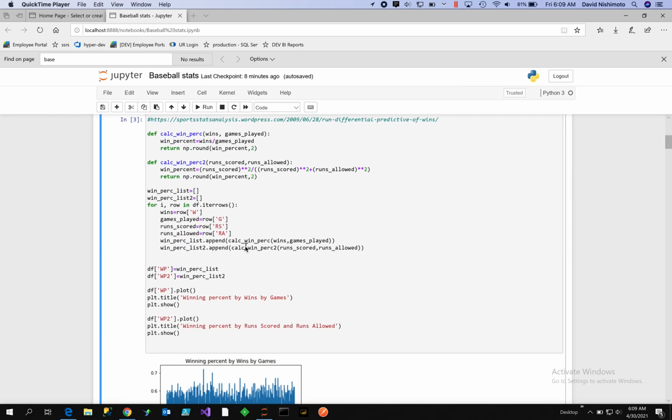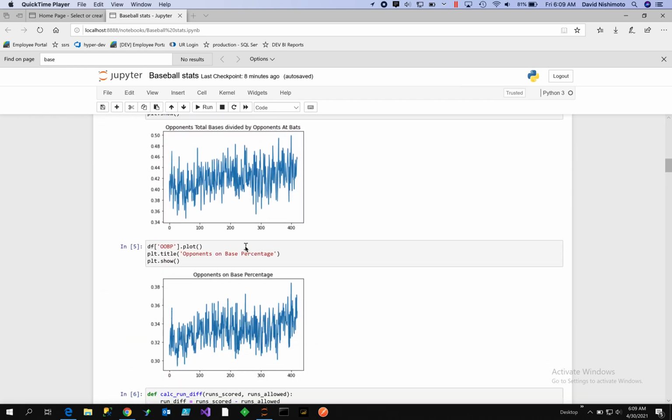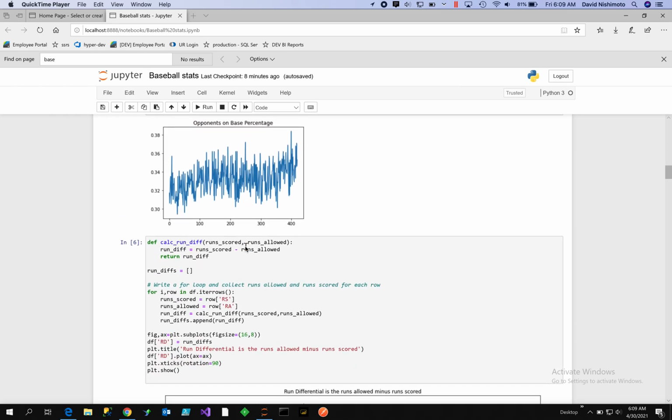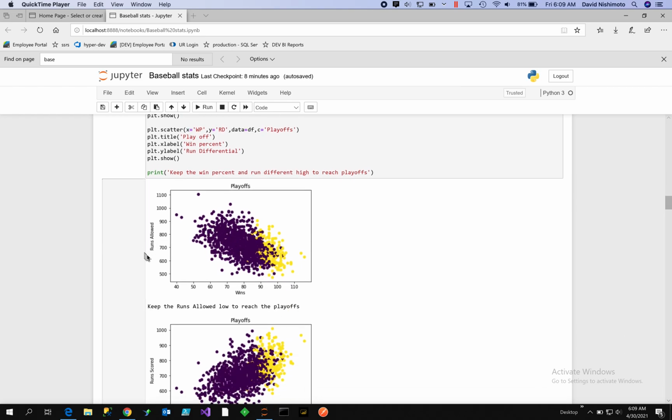RD. Let's see, where was that? Yeah. So this is your runs differential, and that's just looking at the runs scored minus the runs allowed. So that would plot it. Okay, so let's look at the first one where we look at runs allowed by the playoffs. So you can see if you're in that higher percentile where you're getting more runs allowed, then you're not going to make the playoffs.